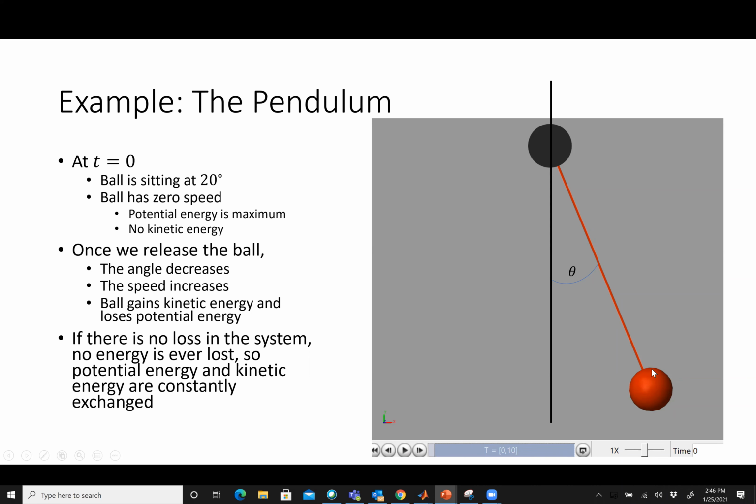Now, in that particular case, that's an ideal case, because if I start out at 20 degrees, get to 0, then get to -20, then back to 0, then back to 20, then back to 0, then back to -20. What's that assume about this system? There's no resistance. There's no loss in the system.